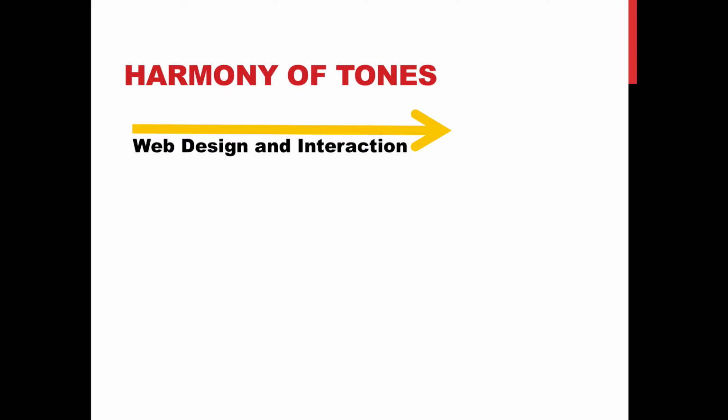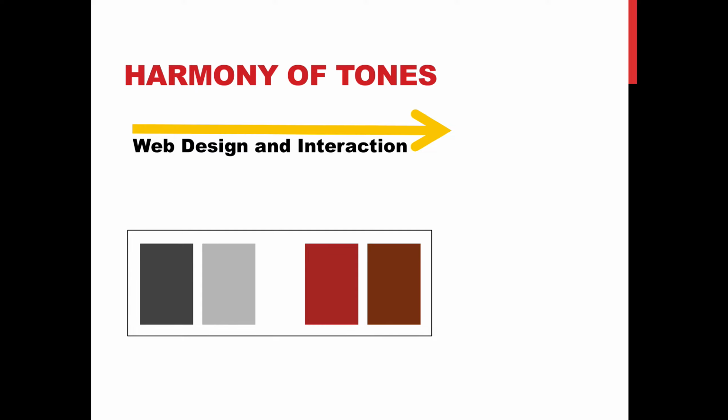The harmony of tones is kind of this idea of a color scheme. So color schemes help lead your user through the site. They help direct people to important things. They help them find links. They help them figure out exactly where you want them to be and when, what's important, what's not important.